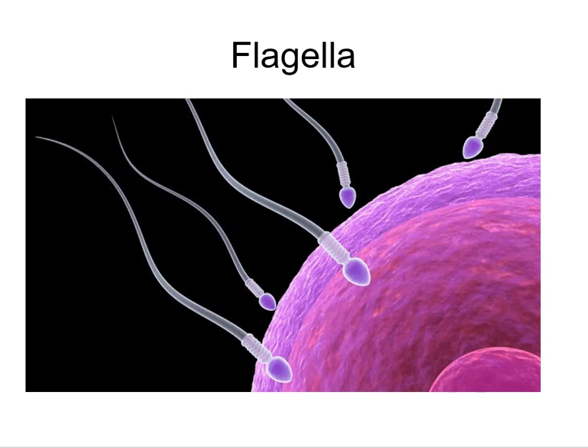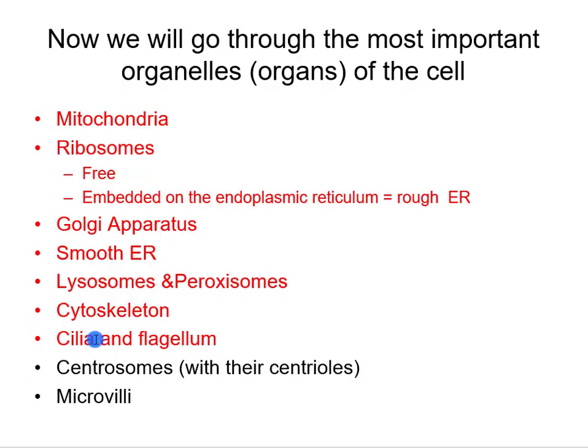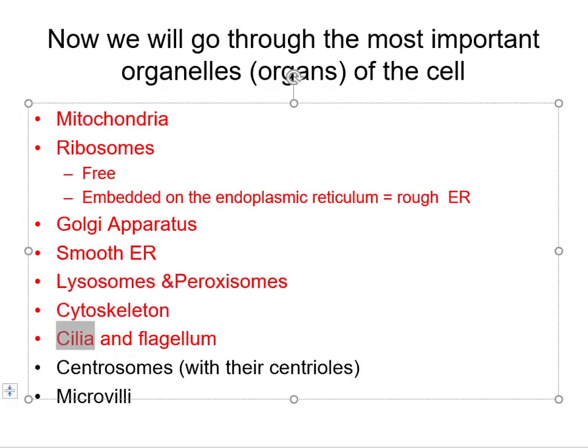So by definition, what that means is that cilia will move things along the cell surface. The cell itself doesn't move; it moves things around it. But the flagellum allows the cell to move, and that's to swim forward.